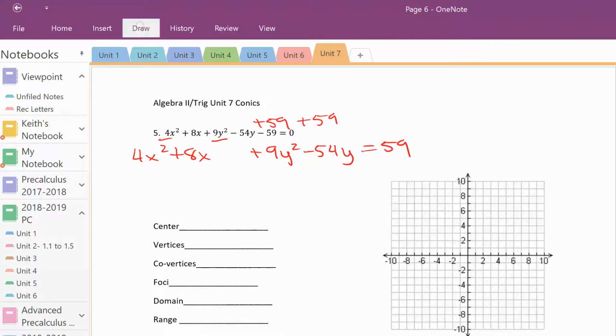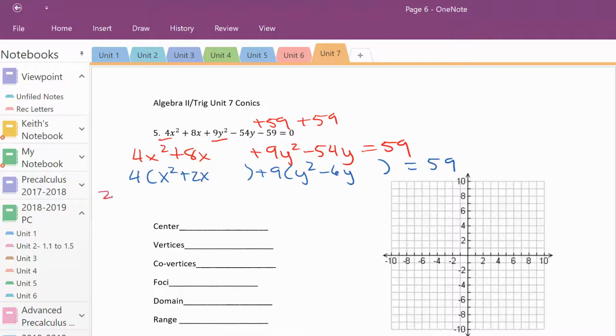Now, when we complete the square, before I do anything, I'm not going to divide. What I'm going to do is factor the common number out of the x's. Here it's 4, so it's x squared plus 2x. And then here it's 9, so it's y squared minus 6y, like that. And then I will complete the square.